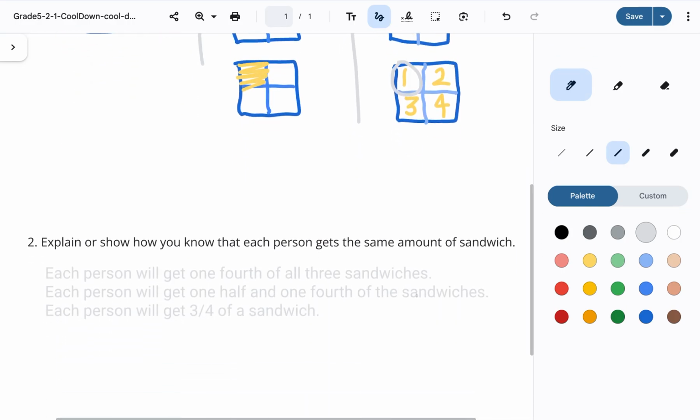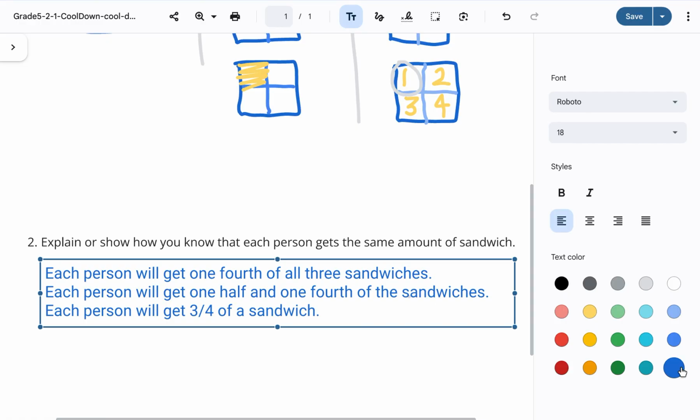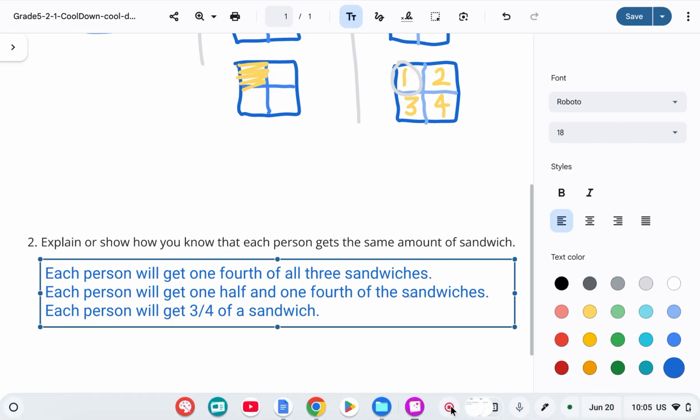Now, you did not have to say it that way. Certainly that was one option, but we really have written out 3 different, very brief, but explanations that do answer the question of how much of the 3 sandwiches each of our 4 people are going to get. And that finishes out our cool down number 1.